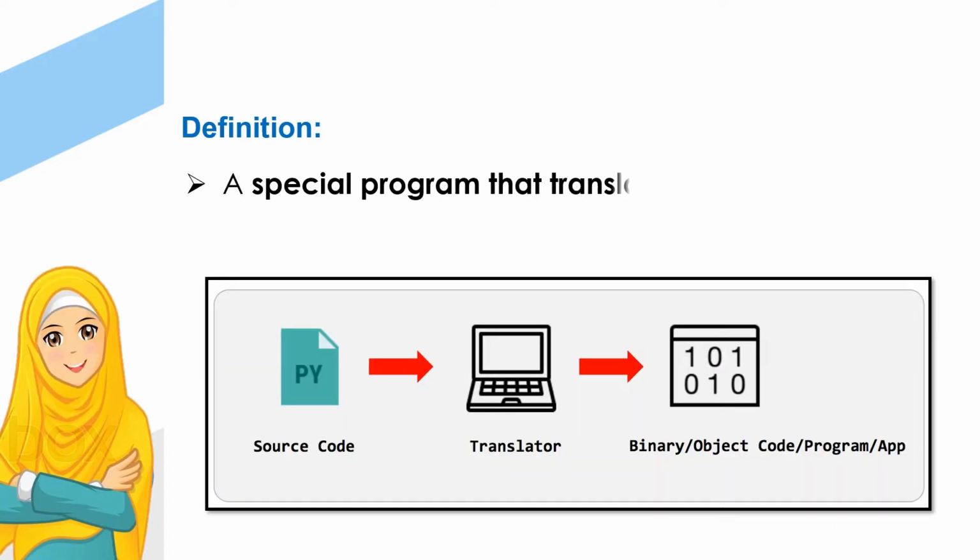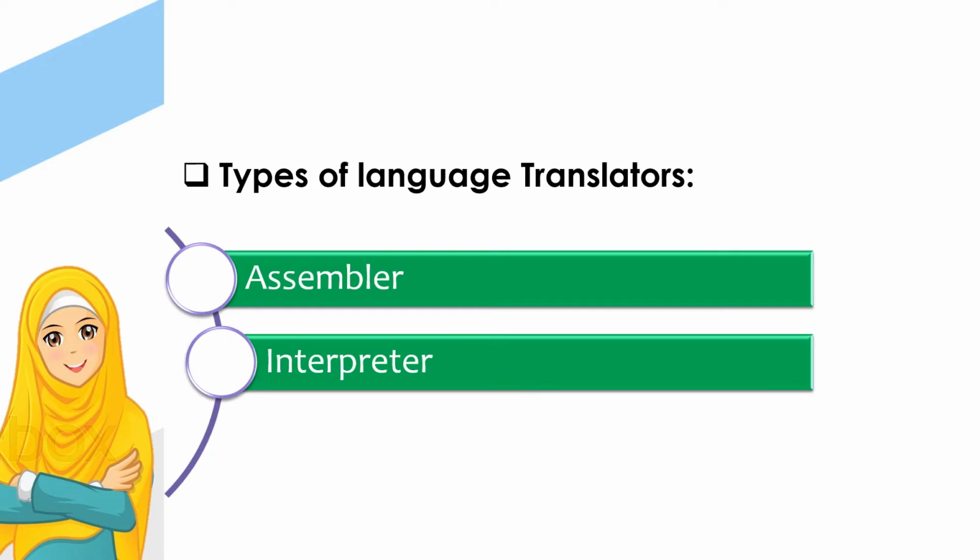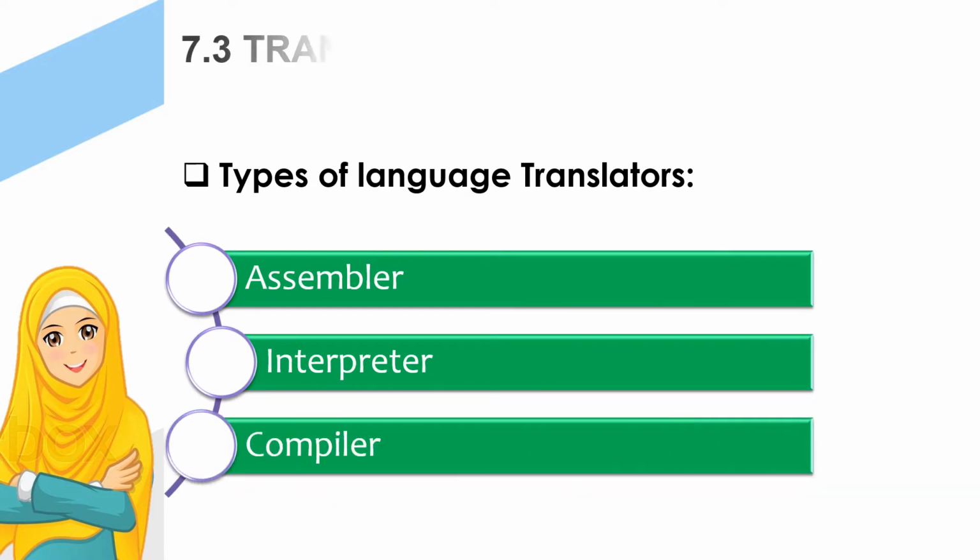So first, let's look at what is a language translator. It is a special program that translates programming source code into machine language. Programming source code here is the programming language that we have learned before, such as C, C++, Fortran, COBOL. Okay, now let's look at the types of language translators that we are going to discuss. Okay, kita akan bincangkan 3 types of language translators. There are assembler, interpreter, and compiler.